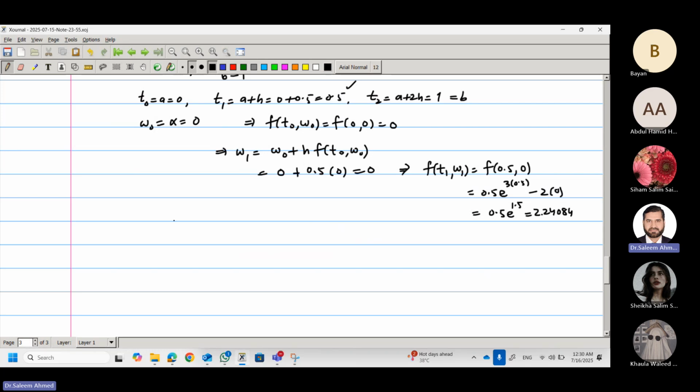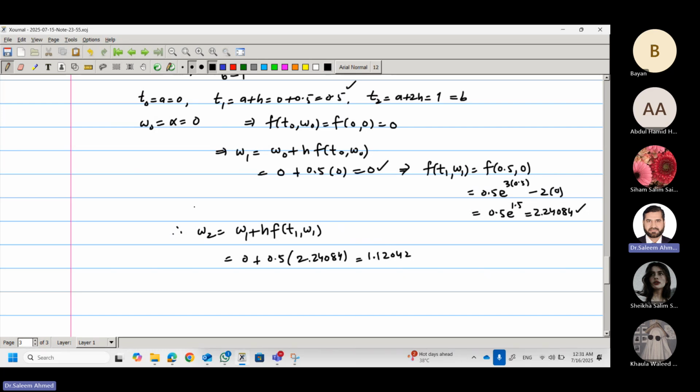Now go to the third one, W2. So therefore, W2 is W1 plus h f of T1, W1. So W1 was 0, W1 was again 0. So this is 0. H is 0.5 and f of T1, W1 I just calculated: 2.2408. So now multiply this by 0.5, which gives 1.1204. So that's your answer. That's it.